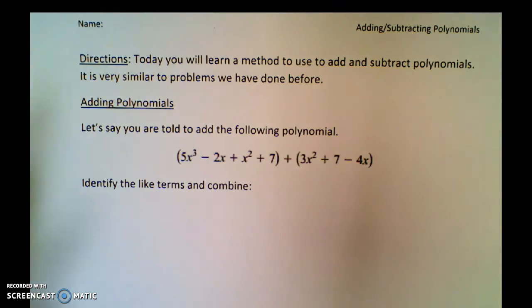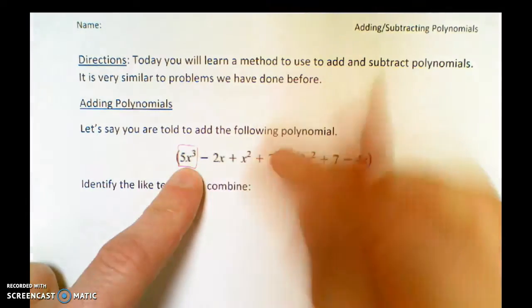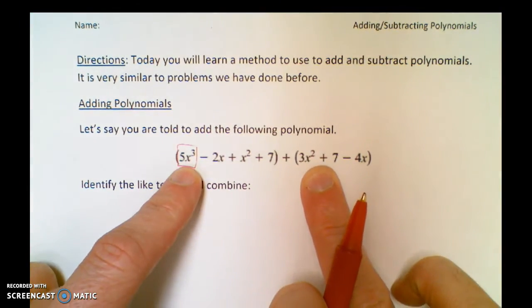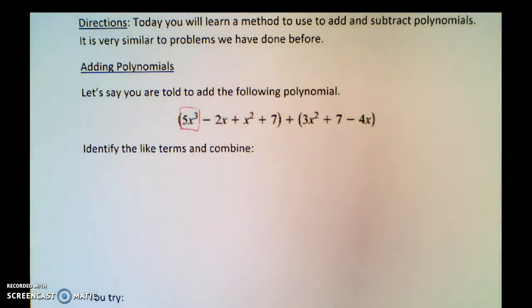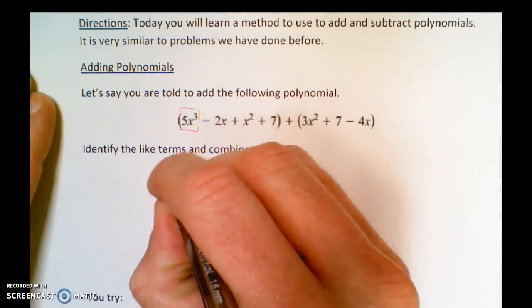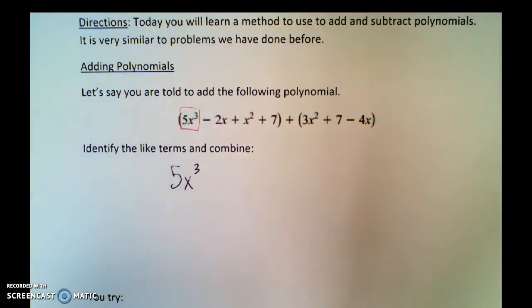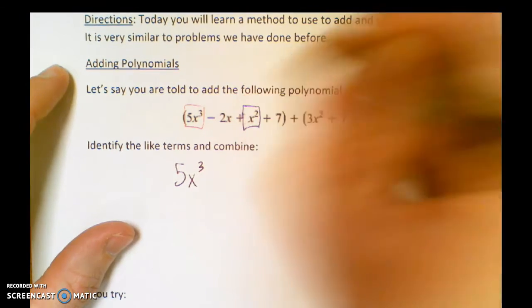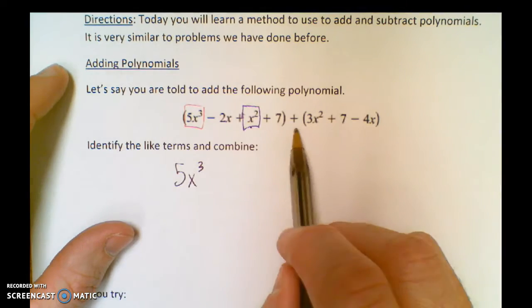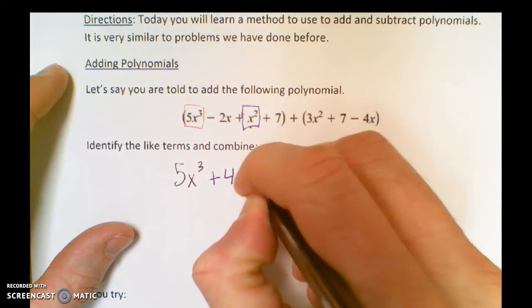So when I'm doing this problem, I look at the first term here, which is 5x to the third. In the other polynomial, there is no x to the third term, so I have nothing to combine this with. So this winds up being just 5x to the third. I didn't add it to any values. The next highest exponent is x squared. When I look at the x squared term, there's an x squared here, and then I'm adding 3x squared over here. So this becomes plus 4x squared.